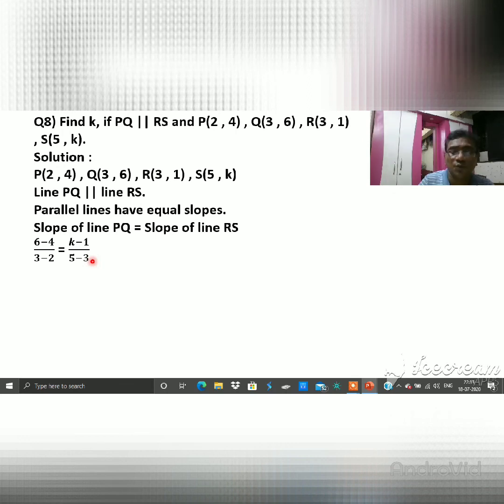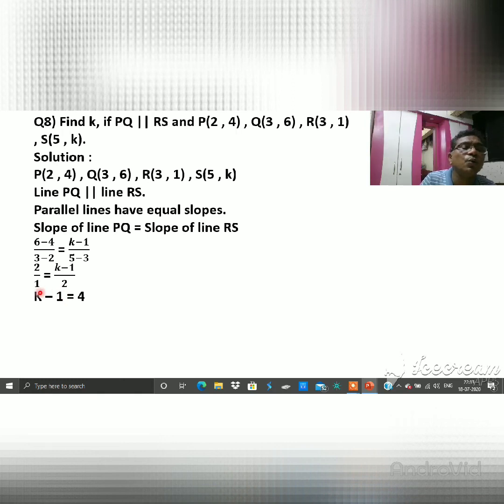Then what are you doing? 6 minus 4, what remains? 2. 3 minus 2, what remains? 1. 5 minus 3, what remains? 2. Okay, so that is written: 6 minus 4 is 2, 3 minus 2 is 1, k minus 1 remains as it is, 5 minus 3 is 2. Cross multiplication.